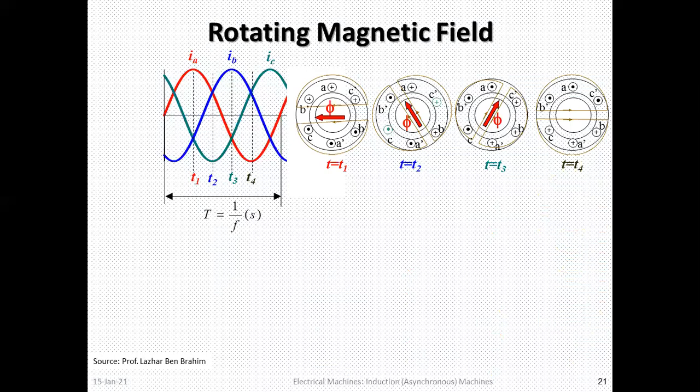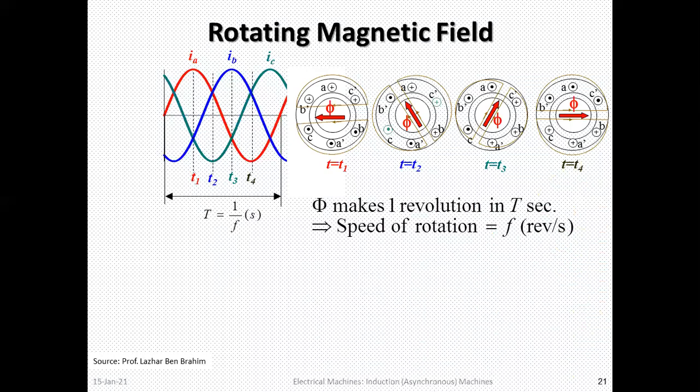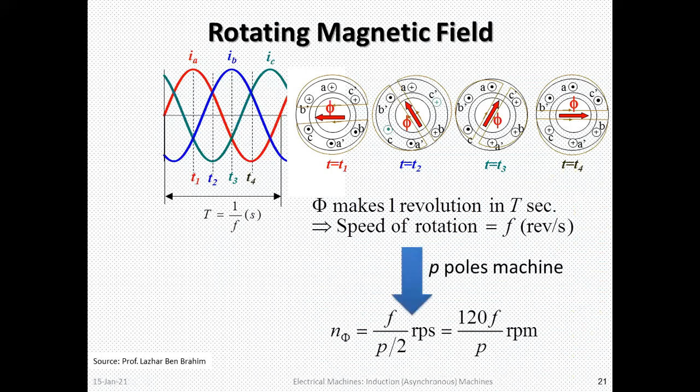It is shown here, it is rotating, and this flux makes one revolution in T seconds. This resultant flux makes one complete revolution in T seconds. This is called the time period, and a speed of rotation equal to f revolutions per second is called the frequency also. And if the machine has P poles, then N will be f divided by P/2 in rps. This is rotation per second.